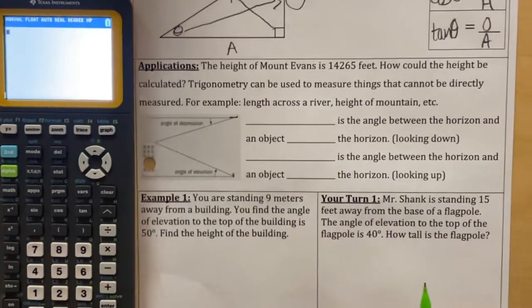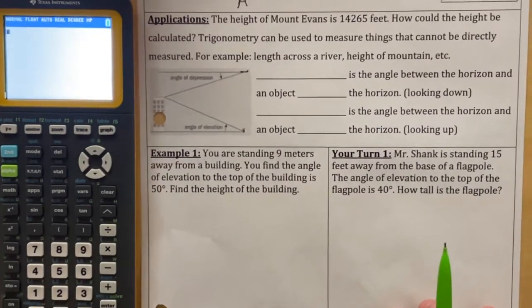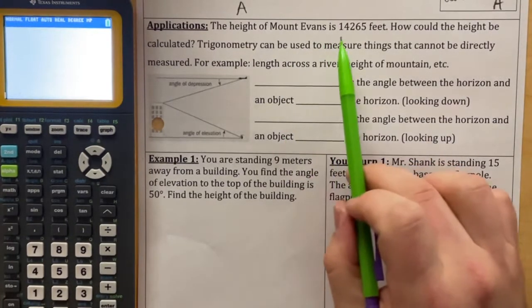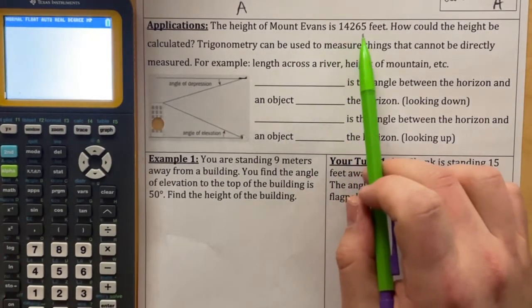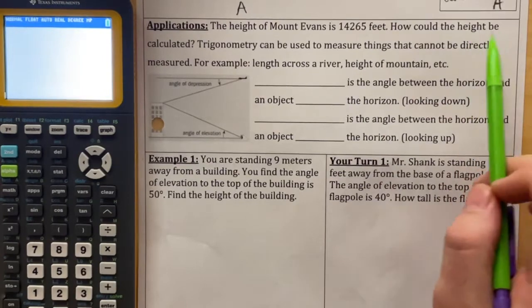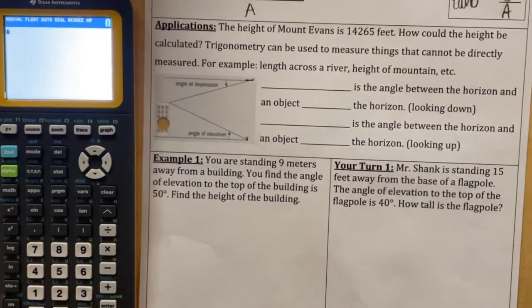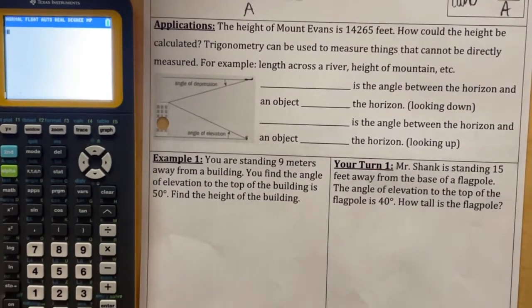So now for these applications, it reads like this. It says the height of Mount Evans is 14,265 feet. How could the height be calculated? Well, trigonometry can be used to measure things that cannot be directly measured. For example, you can have length across a river, height of the mountain, and so on and so forth.